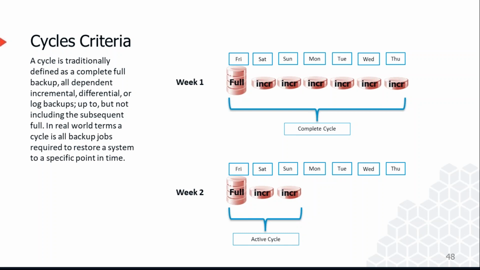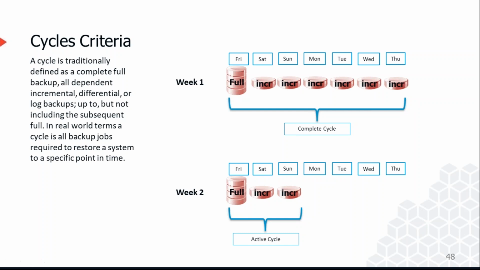For example, in this diagram, you can see on Friday I'm running a full backup. On Saturday, Sunday, Monday, Tuesday, Wednesday, Thursday, I have taken the incremental backups. Now, on next Friday, when it comes, I have again taken a full backup. So when you take the next full backup, then your one cycle gets completed. So one cycle will contain 1, 2, 3, 4, 5, 6, 7 days.